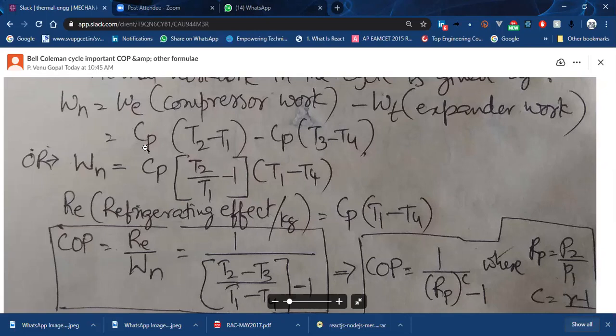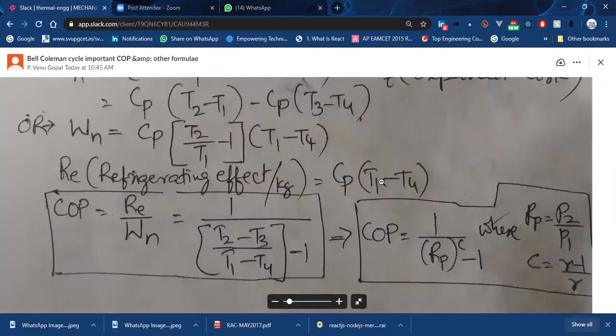So the formula for that is Cp into (T2 minus T1) minus Cp into (T3 minus T4). That can also be summarized like below, that Wn formula. Similarly, the refrigerating effect formula is also there, Cp into (T1 minus T4). Now if I substitute these two things in the COP formula, COP is equal to RE by Wn. So I will get the COP formula in terms of temperatures.